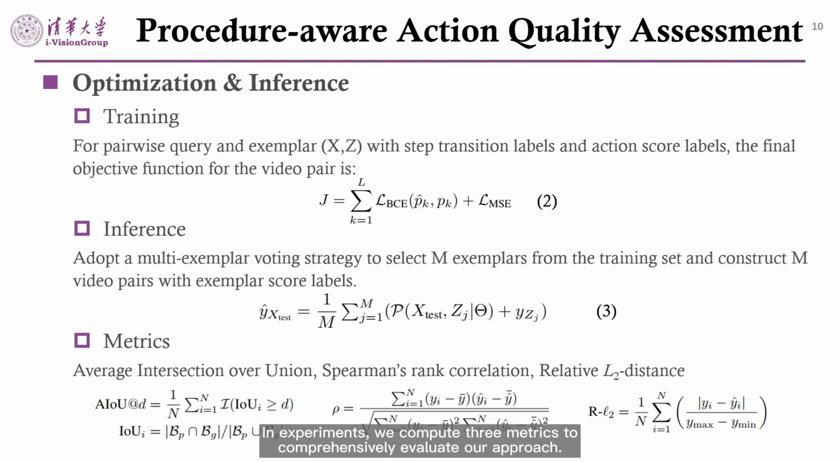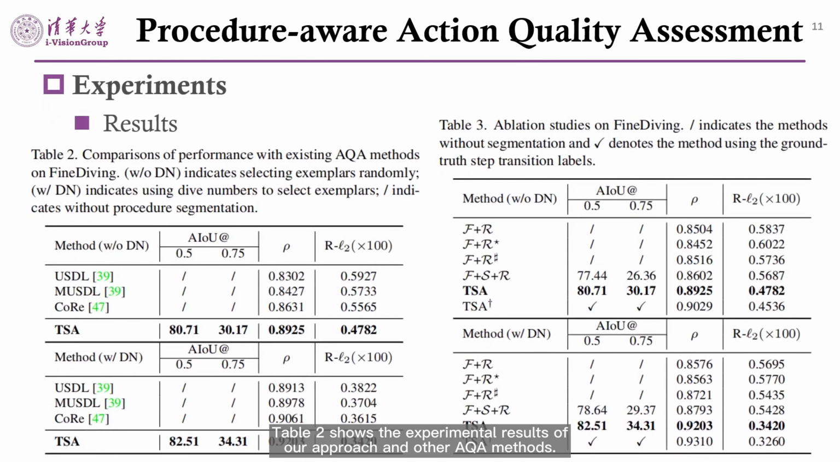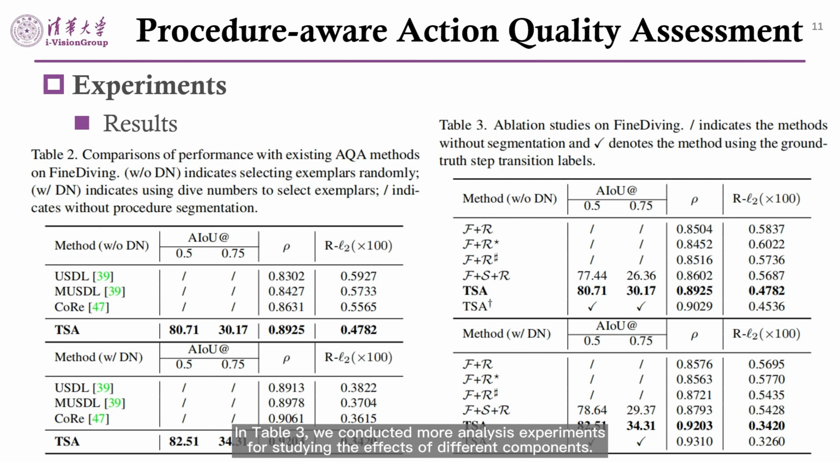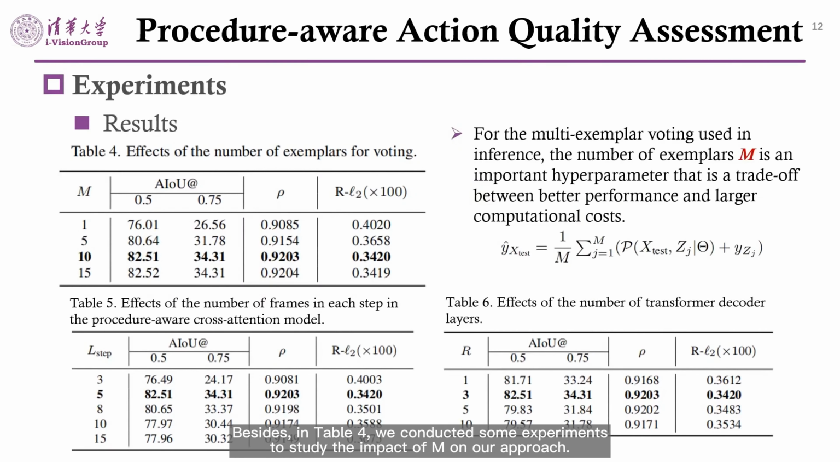In experiments, we compute 3 metrics to comprehensively evaluate our approach. Table 2 shows the experimental results of our approach and other AQA methods. Our approach achieves the state-of-the-art. In Table 3, we conducted more analysis experiments for studying the effects of different components. Besides, in Table 4, we conducted some experiments to study the impact of M on our approach.